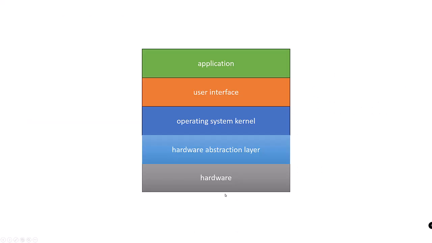The operating system software sits on top of the hardware computing platform. At the base, we have the hardware platform itself: the CPU, memory, I/O devices. The hardware abstraction layer is low-level software that provides an abstraction on which higher layers can be built. The operating system kernel makes use of the hardware abstraction layer to work with the hardware, and higher layers like the user interface and the application are built on top.